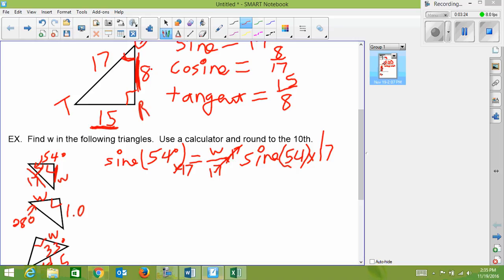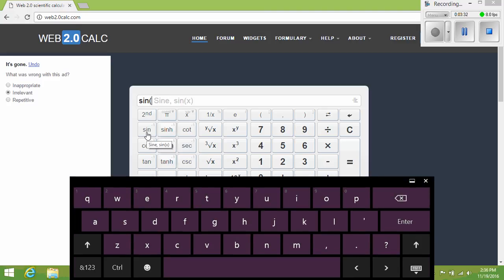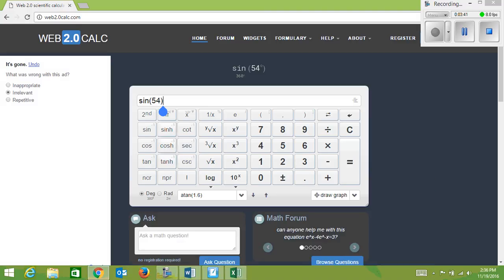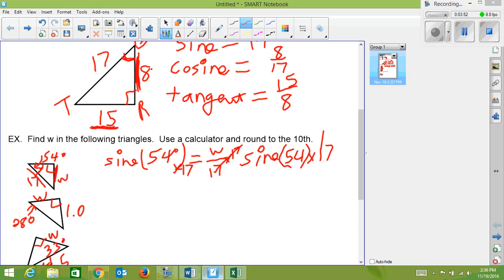So I'm going to switch to my other screen here, and I'm going to show you how to plug that in. And so we would click the sine button and then type in 54, and then you need to close your parentheses and then times 17, equals. So to the nearest tenth it is 13.8. So I can flip back to here and write in 13.8. W is 13.8 for a 54-degree angle with those two sides given.